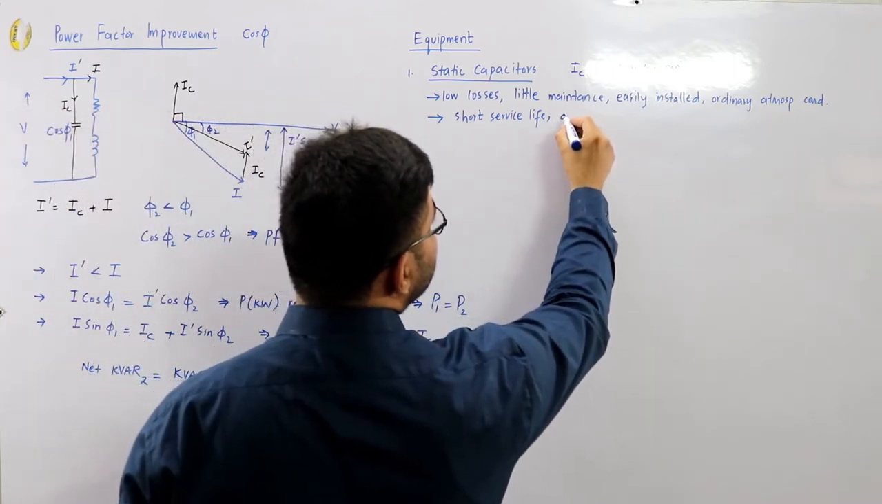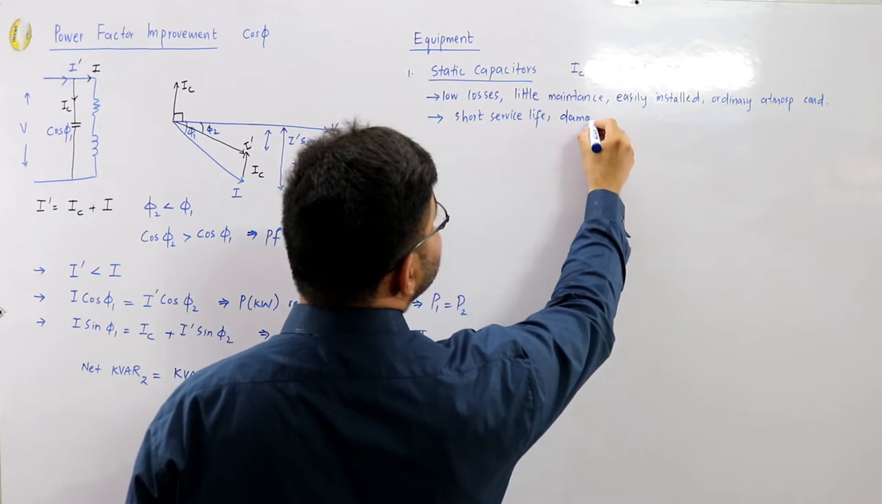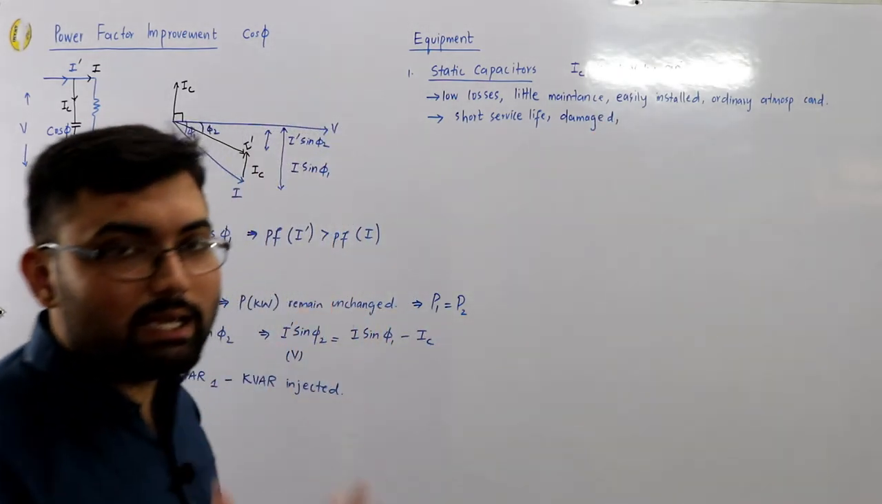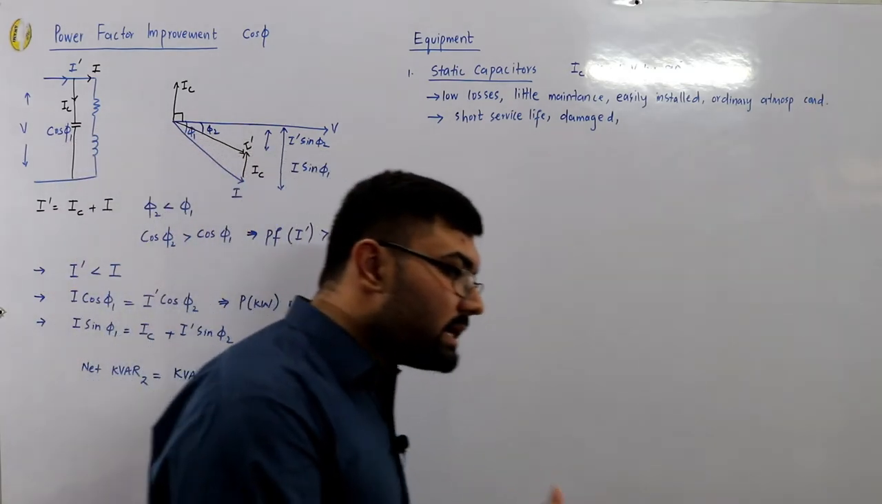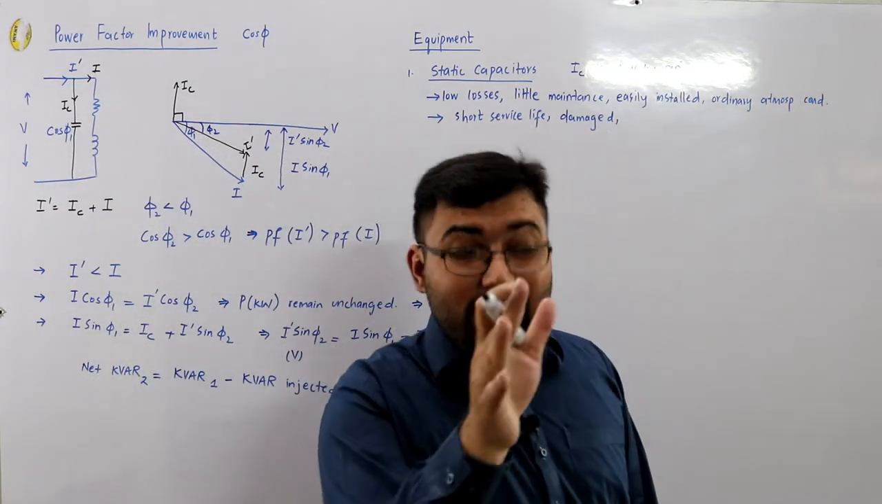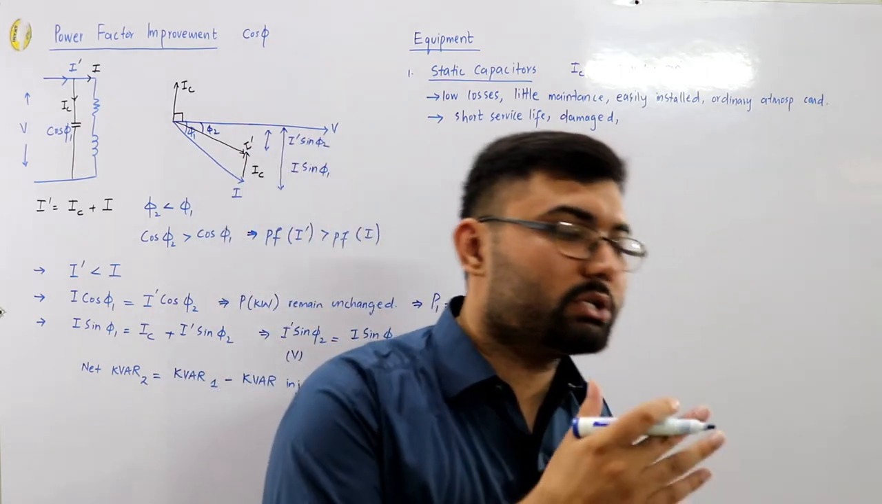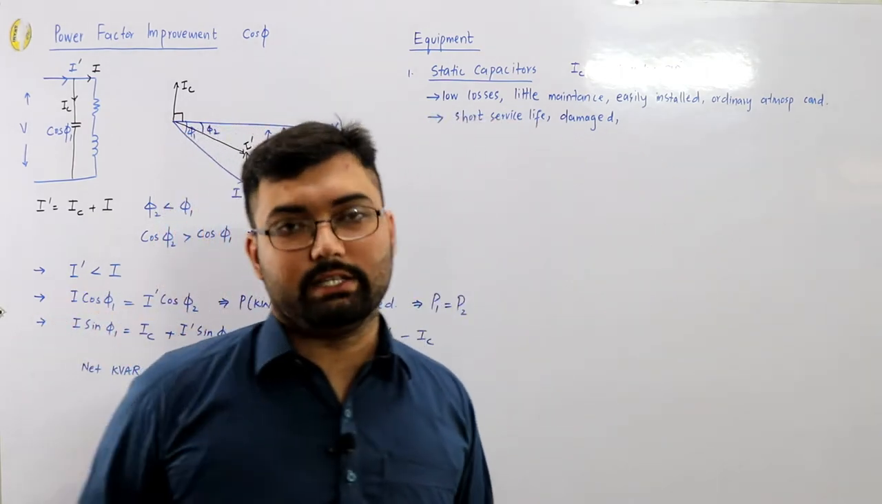Second, they are easily damaged. And why are they damaged? If the voltage level exceeds a particular value, that is the normal rated value, they have a greater possibility of being damaged very easily.